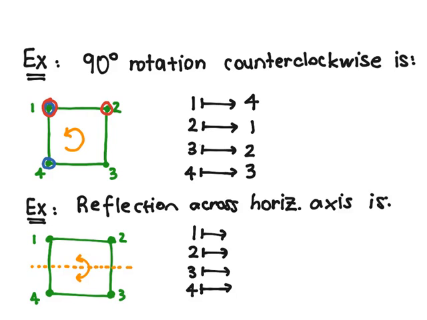Let's practice that idea one more time, this time with the symmetry which reflects the square across a horizontal axis. Then again with my same labeling, vertex 1 goes to the spot that used to be occupied by vertex 4. Vertex 2 goes to the spot that used to be occupied by vertex 3. And then you can check that 3 goes to 2 and 4 goes to 1.